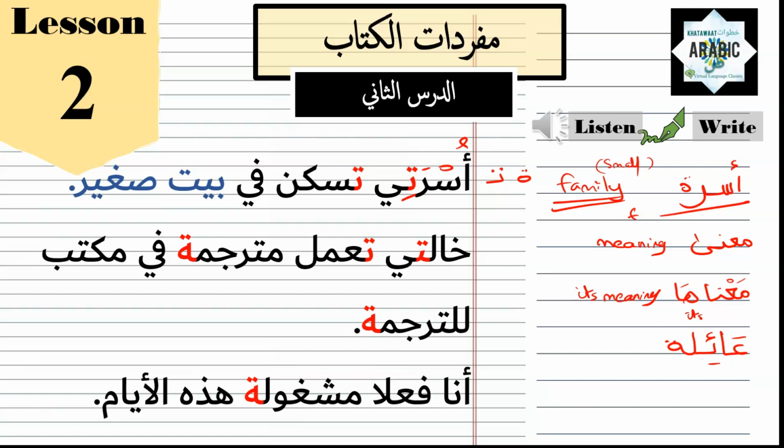أسرتي, my family. The verb has to agree with the noun, family. تسكن, lives. ت for feminine. تسكن في بيت صغير, in a small house. My family lives in a small house. أسرتي تسكن في بيت صغير. So listen and write the same sentences as you're learning with us today. أسرتي تسكن في بيت صغير.